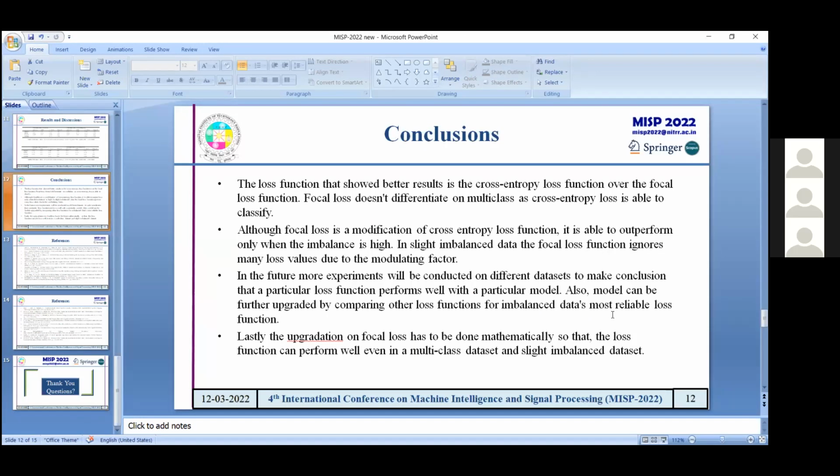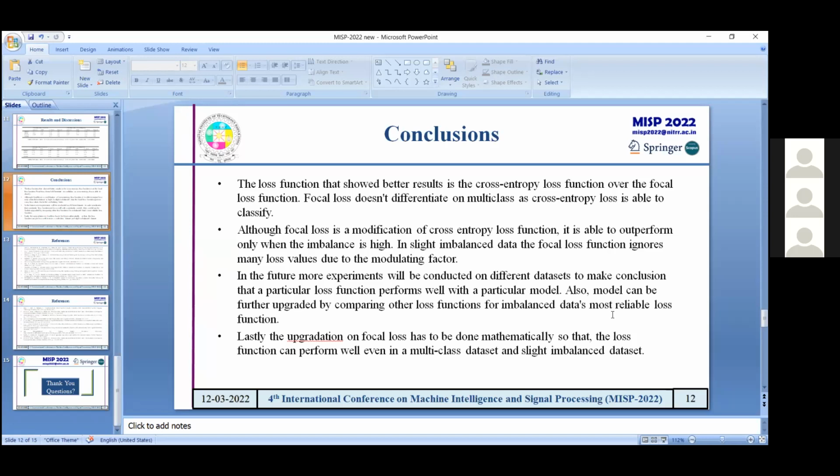Although the focal loss is a modification of cross entropy loss function, it is able to outperform only when the imbalance is high. In slightly imbalanced data, the focal loss function ignores many loss values due to the modulating factor. In future, more experiments will be conducted on different data sets to conclude that a particular loss function performs well with a particular model.